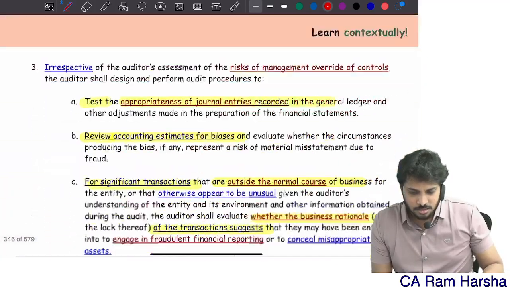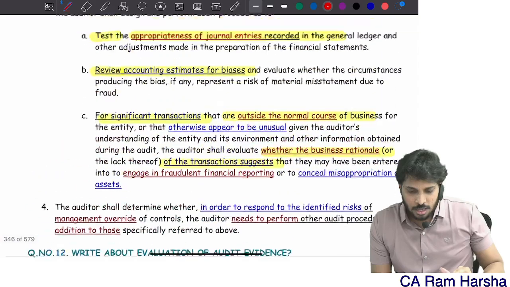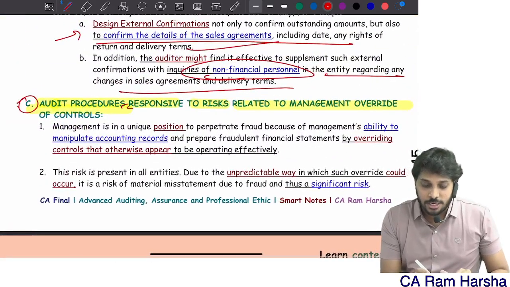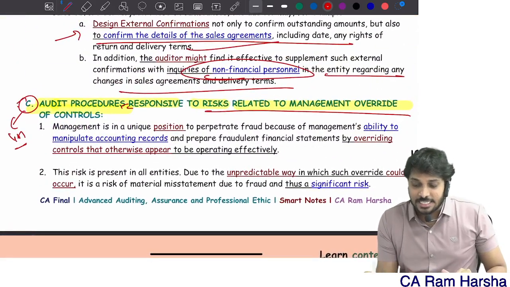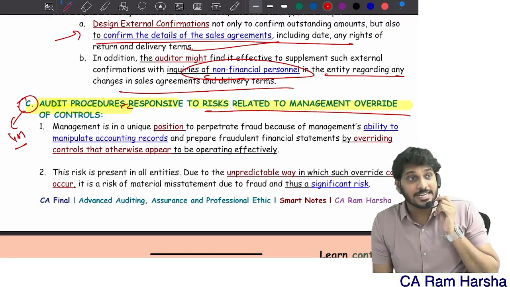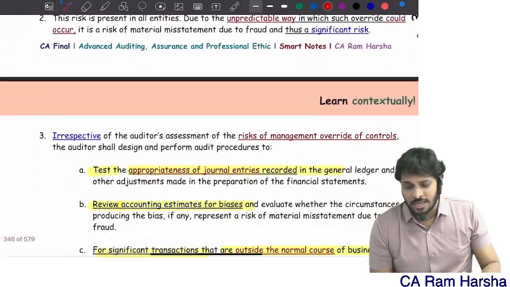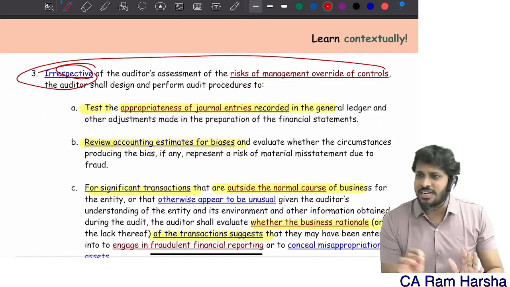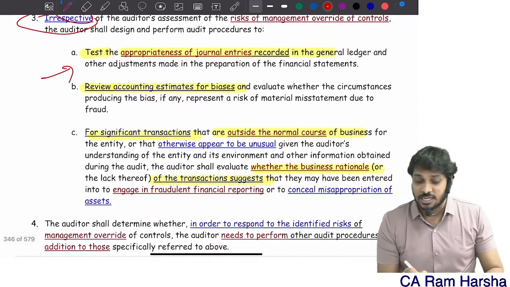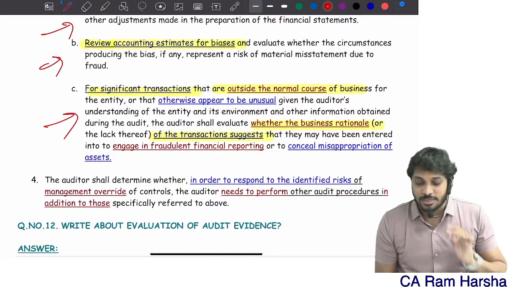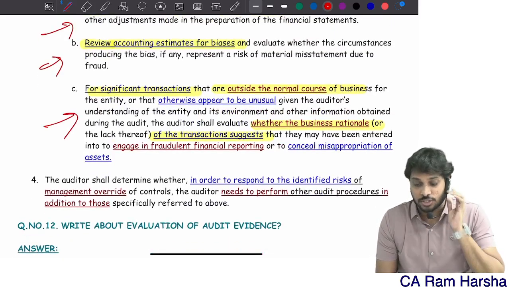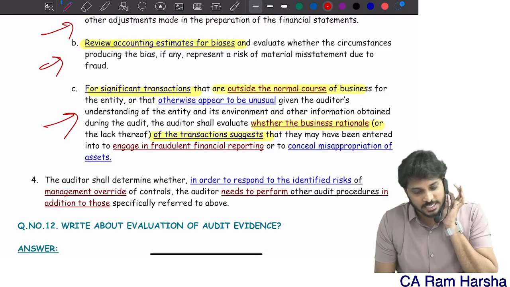Next. I already told what the auditor's response should be in case a risk is identified related to management overriding of controls. Whether you identified this risk or not, you must test journal entries, you must review estimates, and you must review significant transactions which are outside the normal course of business. What is the rationale? You must investigate.